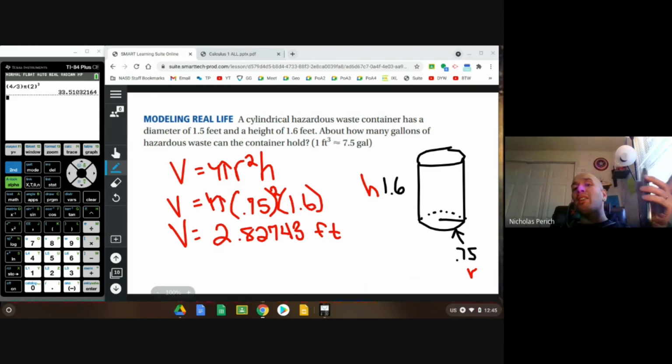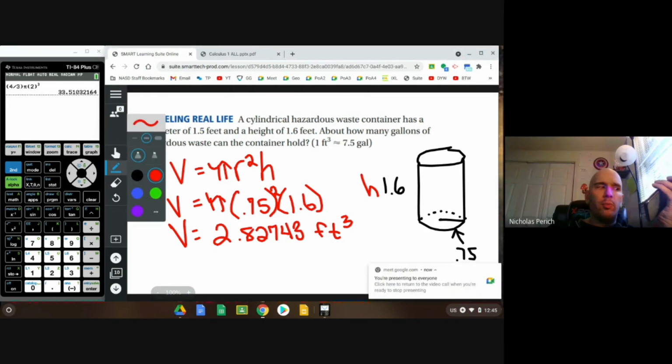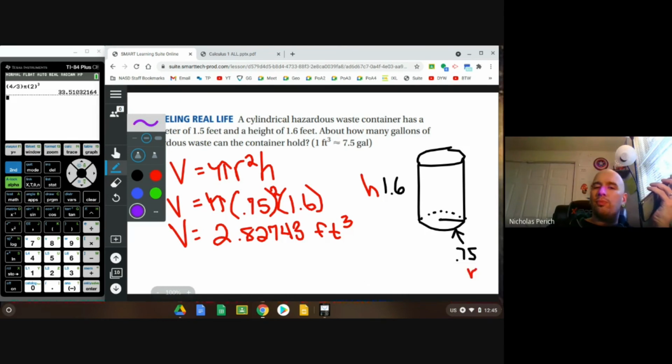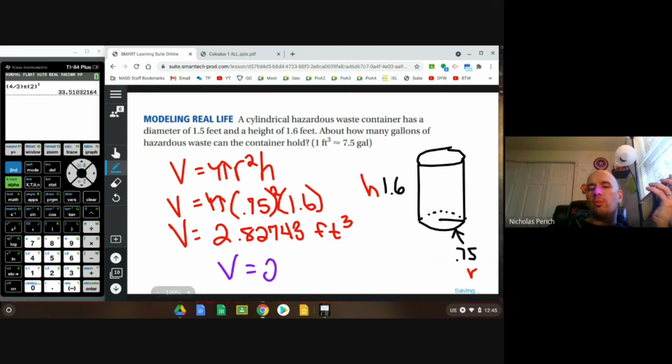They want me to turn that into gallons. How do I do that? Well, I multiply that many feet cubed times 7.5. So 2.82743 times 7.5. The answer is about 21.2057. And that would be gallons, my babies.